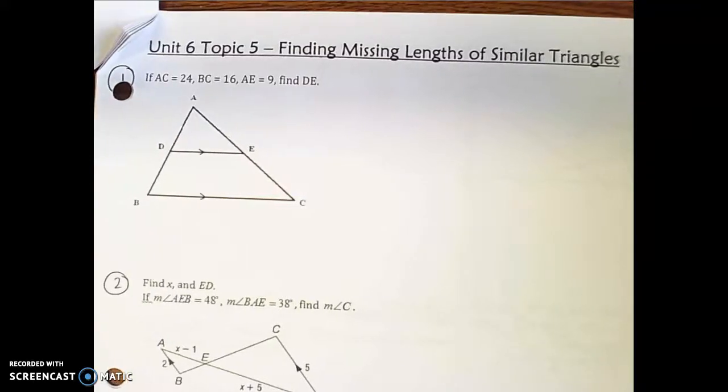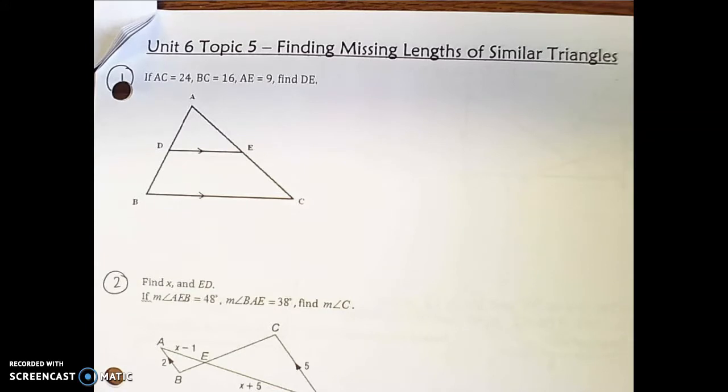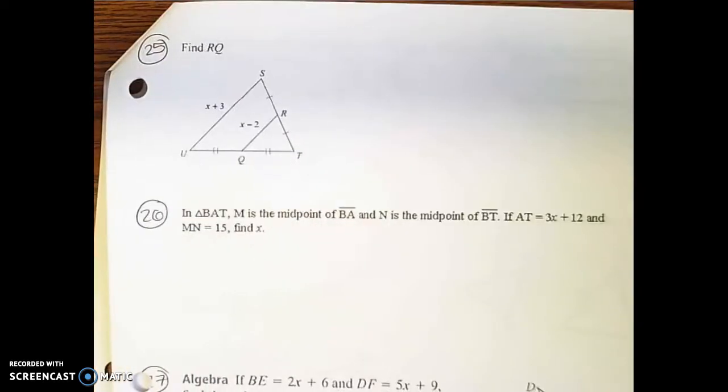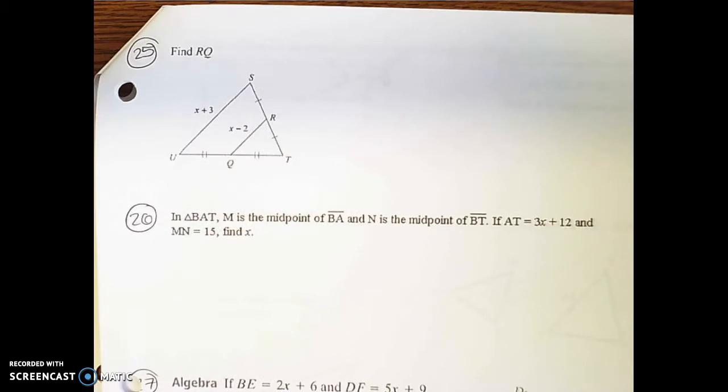Hey guys, this is the third video on topic 5, finding missing lengths of similar triangles. And in this video, we're going to take a look at question 25. So this question asks us to find the length of RQ.